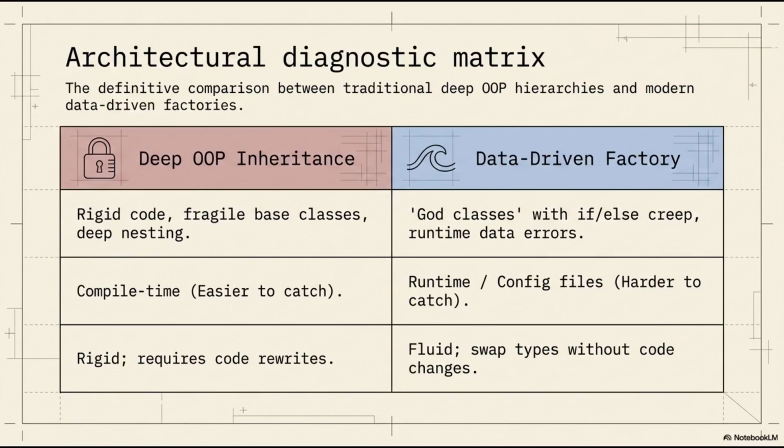Conversely, the data-driven factory approach, shown on the right, tends to manifest challenges such as God classes that accrue complex if-else logic, leading to potential runtime data errors. The diagnostics for these systems primarily occur at runtime or within configuration files, which can make issues considerably harder to catch and debug. Despite this, data-driven factories offer a significant advantage in their fluidity, allowing for types to be swapped and behaviors altered without requiring direct modifications to the underlying code.